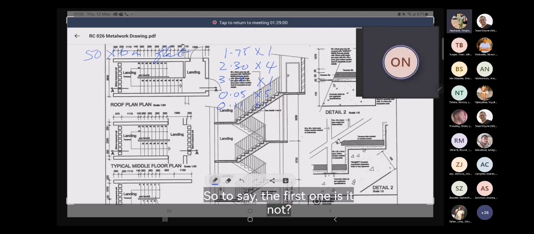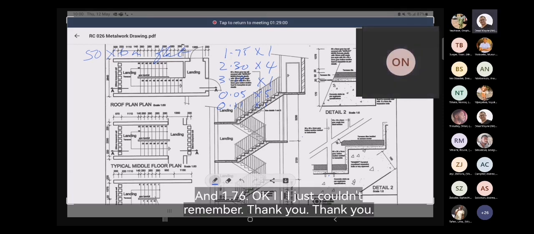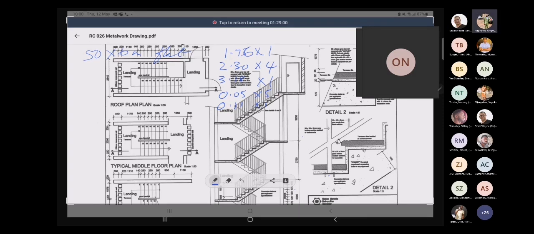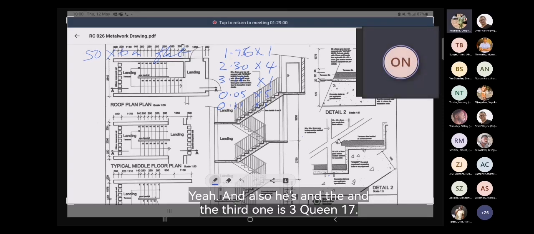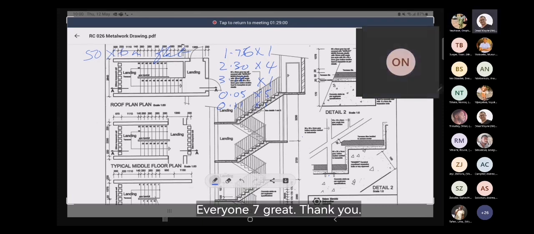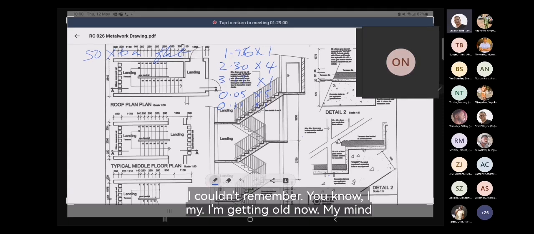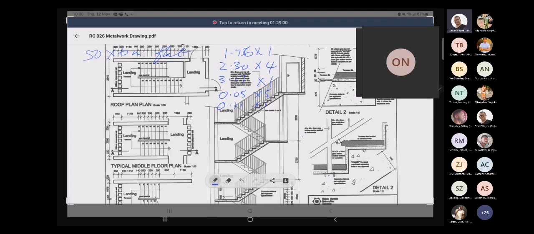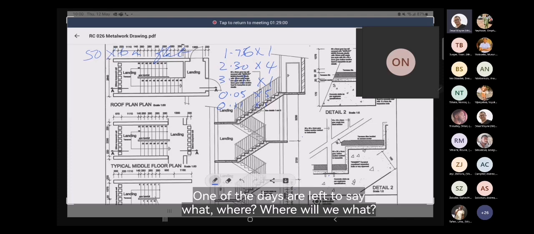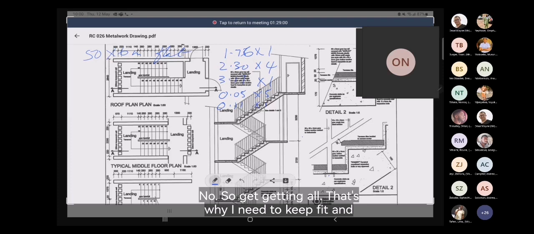The first one, is it not 1.76? 1.76. Okay, I just couldn't remember. Thank you. And also the third one is 3.17. 3.17. Great, thank you. I couldn't remember, I'm getting old now. My mind doesn't remember all these things that well anymore. One of these days I'll have to say, where were we? I don't know. Getting old, that's why I need to keep fit and active.